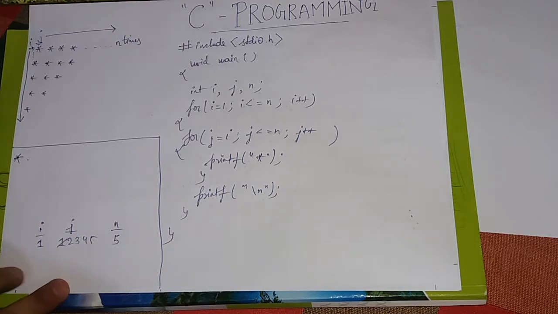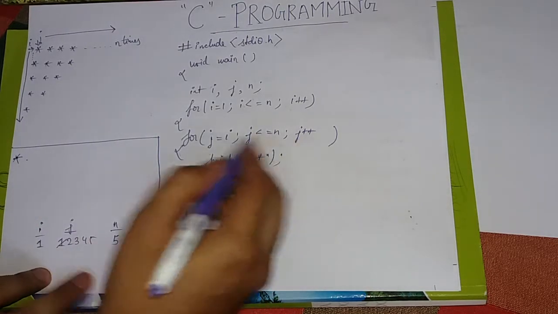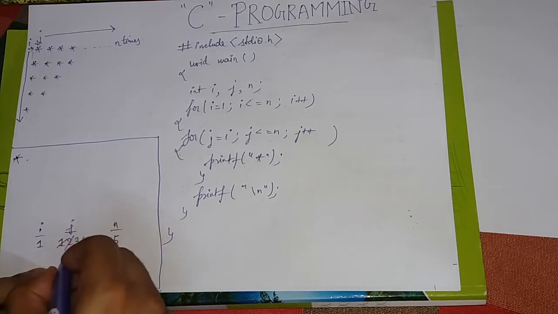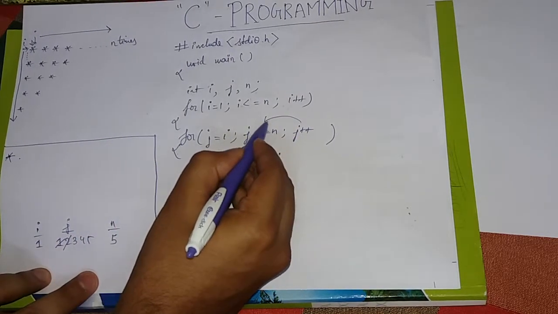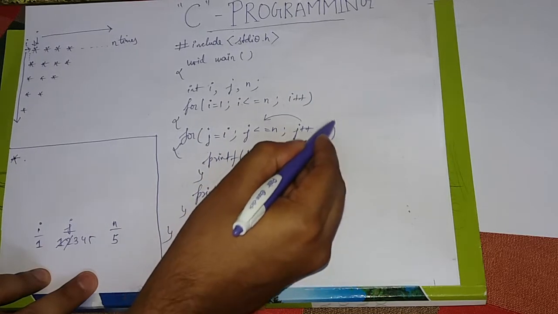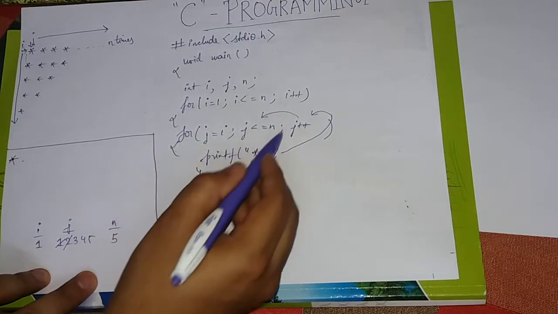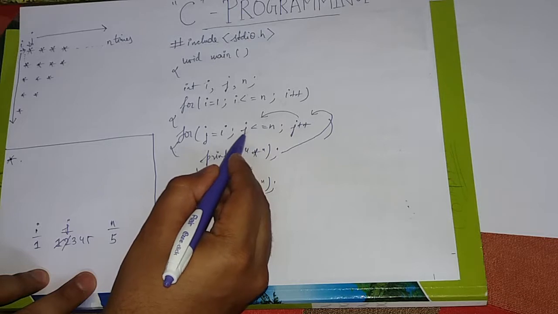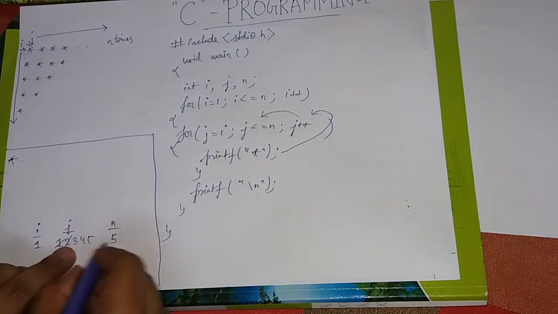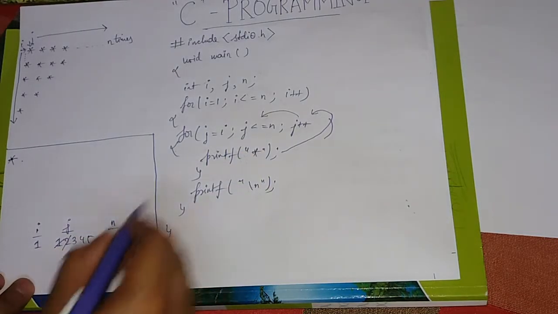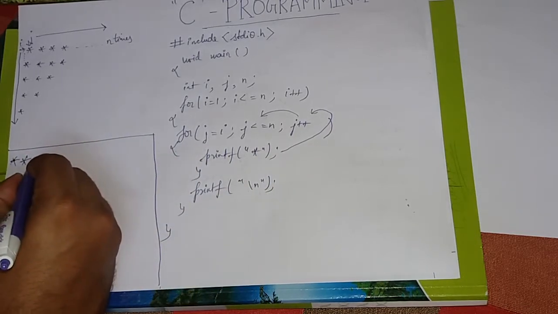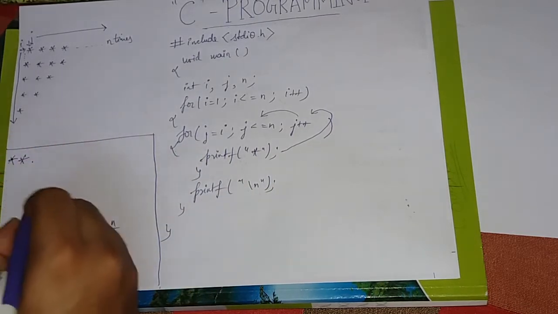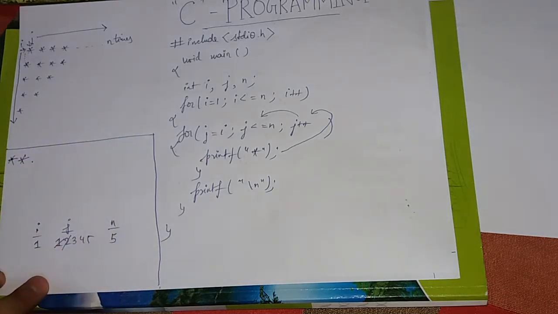Now next time, it will increment the value of j to 2. So the next time the value of j will become 2, it will check the condition again. So from here it will go to here, and then it will check the condition, is j less than or equal to n, is 2 less than or equal to 5, which is true again. So it will print a star here, and it will move the cursor to the next point.